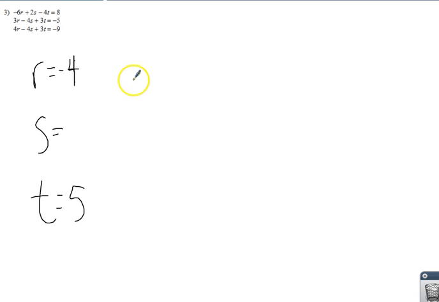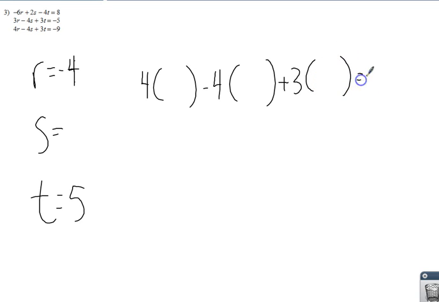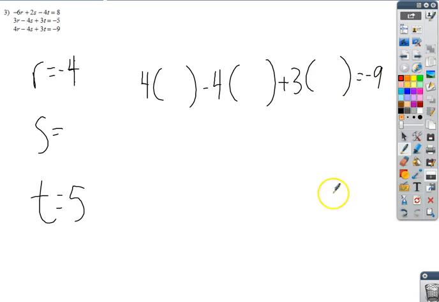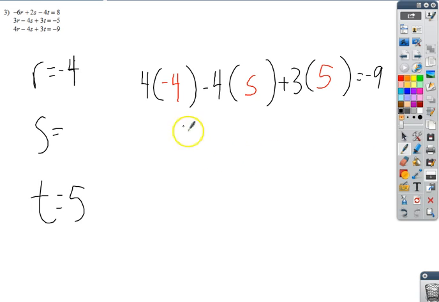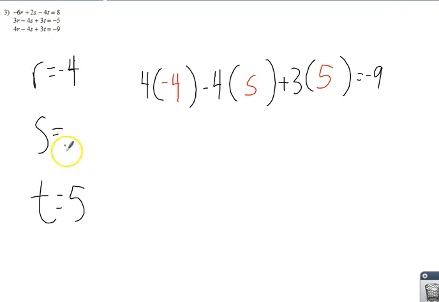Alright, I'm going to do the third one this time because it seems a little more difficult. I don't know what that is, plus I told you I was going to create a little harder problem this time. Alright, so now I put in what I know. Now it's important to remember where things go here. Okay, R, that's a -4. S, I don't know what that is yet. T is a 5. You definitely don't want to put the variables in the wrong order, so take a second and make sure this is right. Okay, yes, T. Yes, R. Yeah, I don't know what S is. You definitely don't want to solve for the wrong variable when you don't have to.